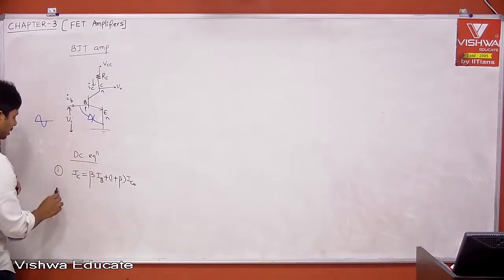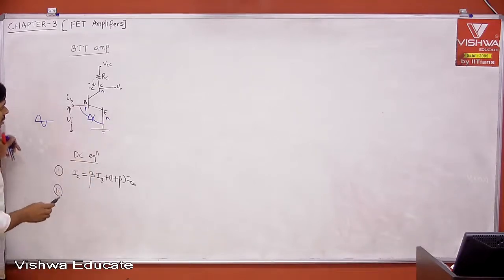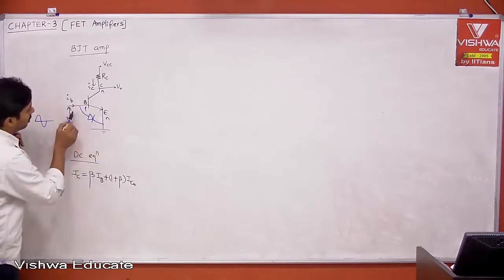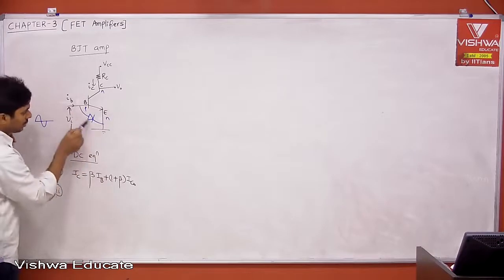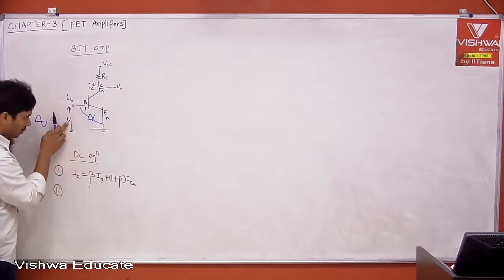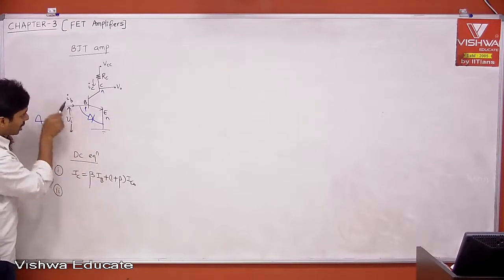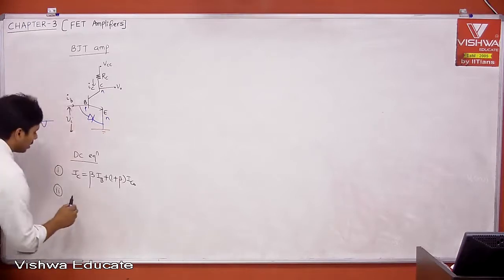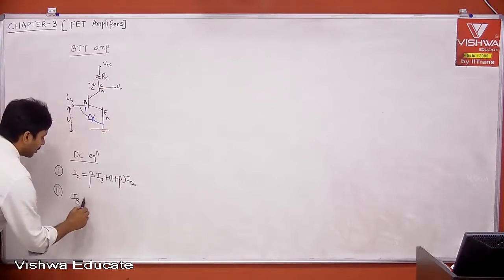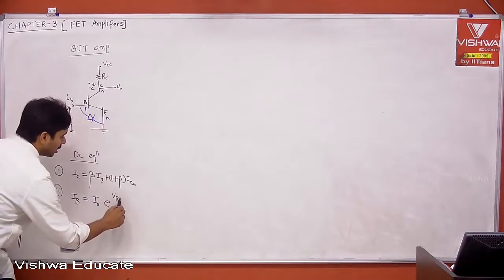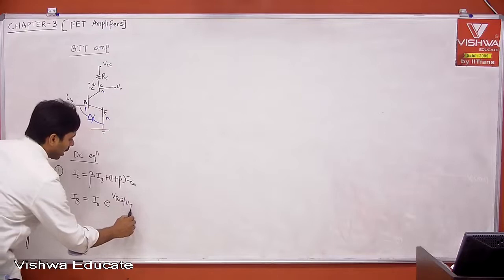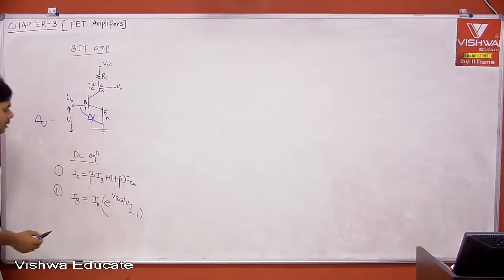But what is the second equation? The DC equation: what is the relation between VBE and IB, or VBE and IE? The voltage across the PN junction diode is the input voltage, and the current through the PN junction diode is your input current. We know that, right? Therefore, IB is equal to some constant into (e to the power of VBE divided by VT, minus 1). That is what it is, right?